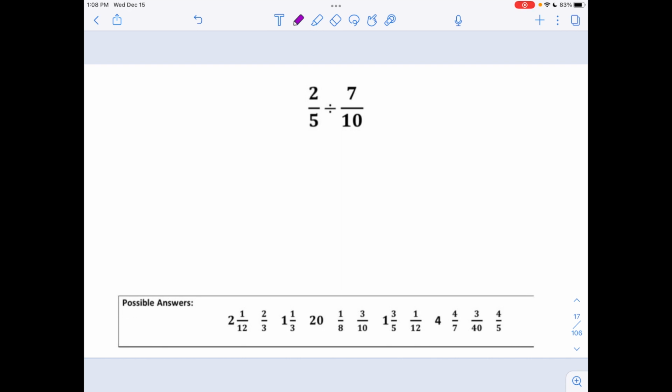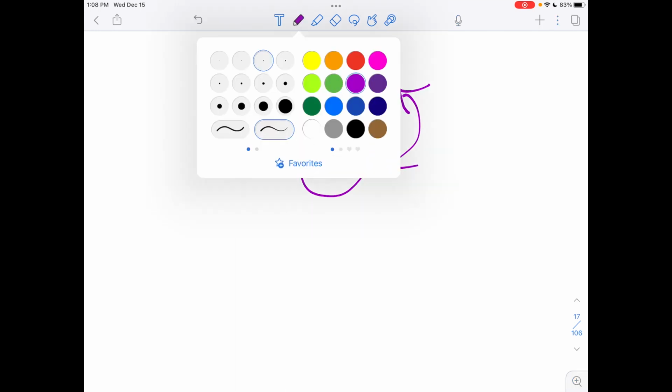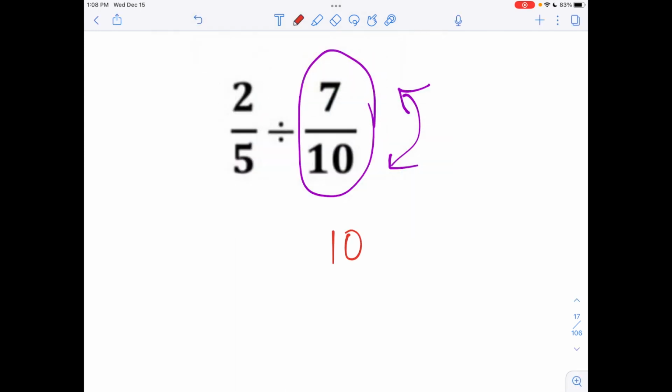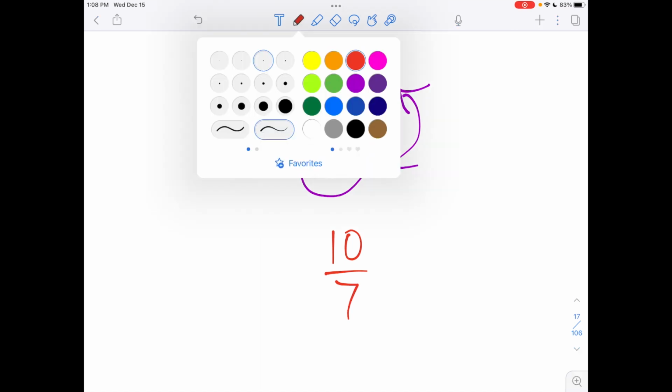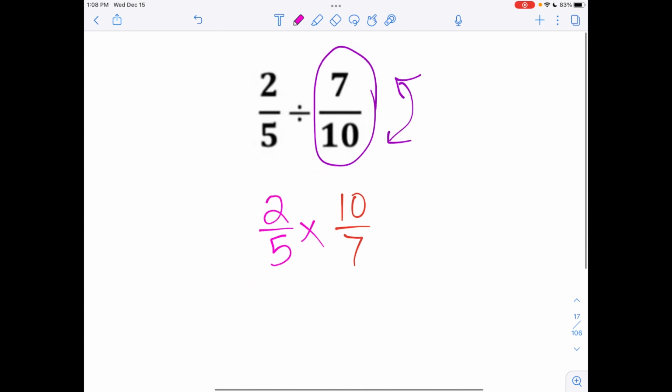2/5 divided by 7/10. So first thing, I'm going to look at the one on the right. I want to divide. I'm going to look on the right side. I'm going to flip that fraction over. I'm going to use its reciprocal. So instead of 7/10, it's 10/7. And then I'm going to multiply. Keep the order the same, 2/5 times 10/7.